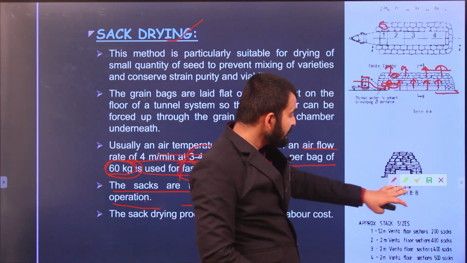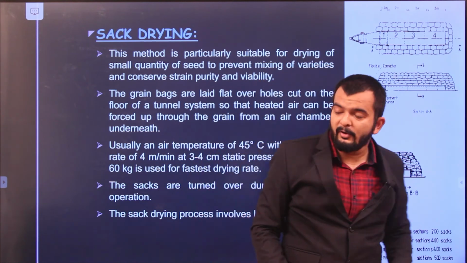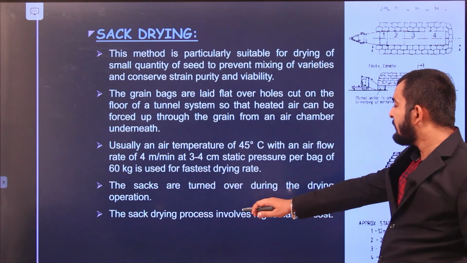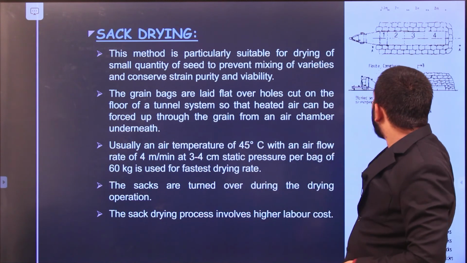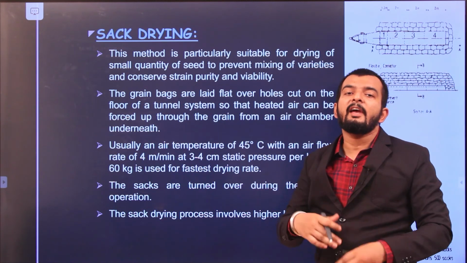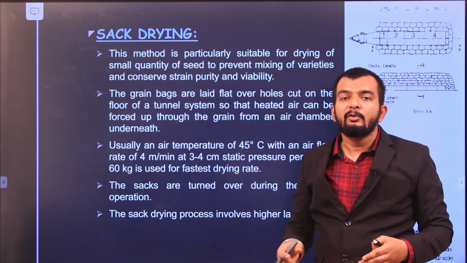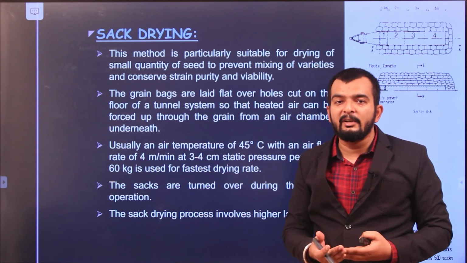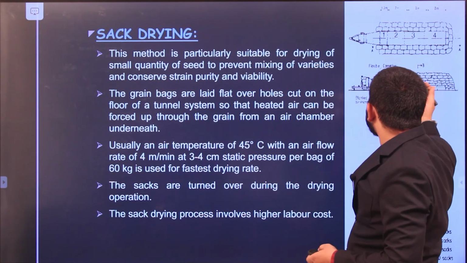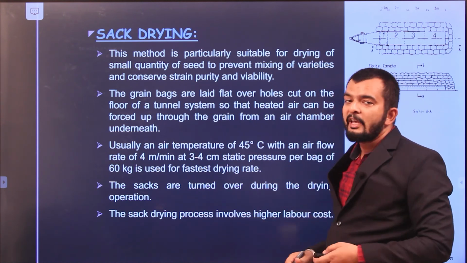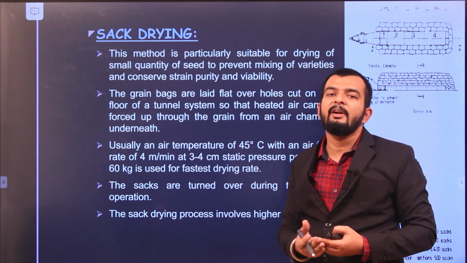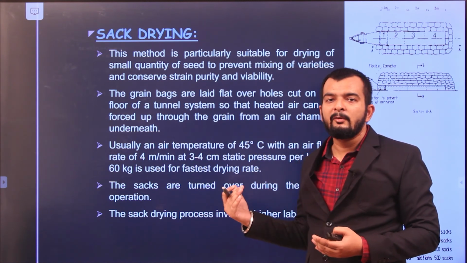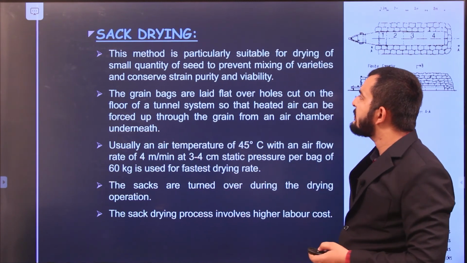Okay, so this is the process of sack drying. The sack drying process involves higher labor cost. Why? Because whole sacks have to be laid down, then they have to be turned over in between. So this has to be done manually. As it is done manually, the labor cost in this case will be higher. This does not employ any equipment or automation and is done manually, so the labor cost is higher in this case.